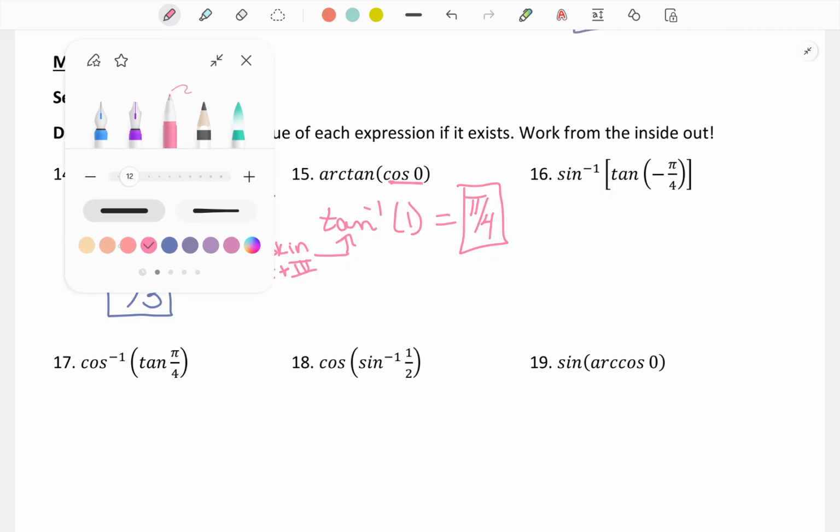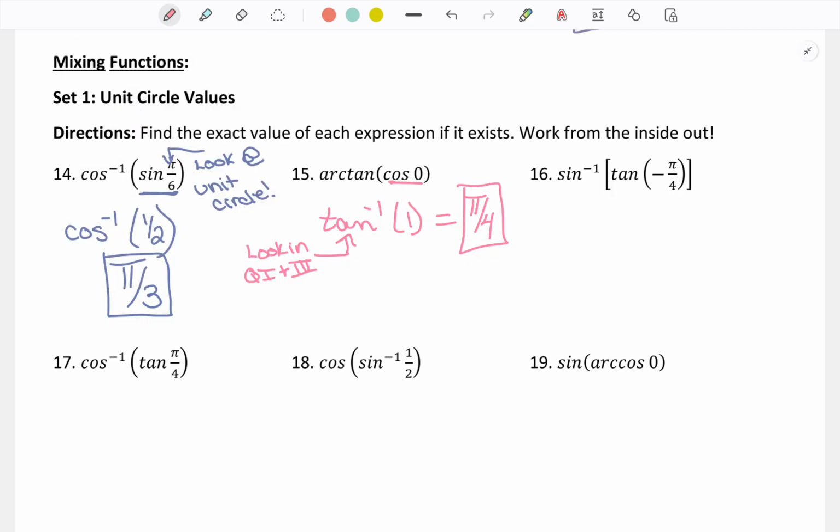Then for number 16, we have the tangent of negative pi over 4. So the tangent of negative pi over 4 is negative 1. So I'm going to look at quadrants 1 and 4 and find where I have a tangent of negative 1. And that is negative pi over 2.